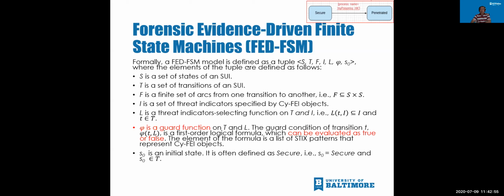Abbreviated, we call it FASM. I'm not going to spend much time describing a state machine. Every state machine has a set of states and a set of transitions. However, we're going to focus on the guard condition. This guard condition is a collection of logic expressions, a first order logical formula which can be evaluated as true or false.